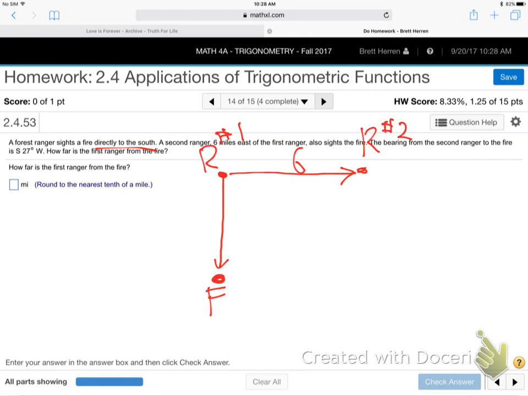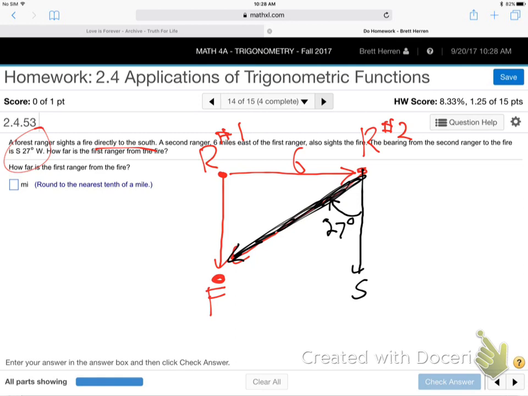The bearing from the second ranger to the fire, this bearing here, is what? South 27 degrees west. They're telling me that's south 27 degrees west. So it's south, but 27 degrees west of south. They're telling me the bearing of this second ranger to the fire. You with me? We're going to kind of triangulate where the fire is by two rangers. This is like triangulation. Two rangers sight the fire. And so with that information, we should be able to figure out their question.